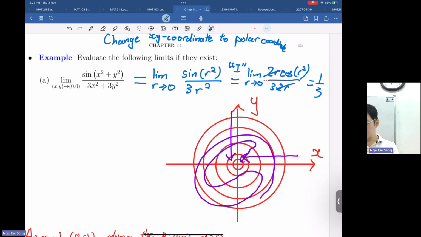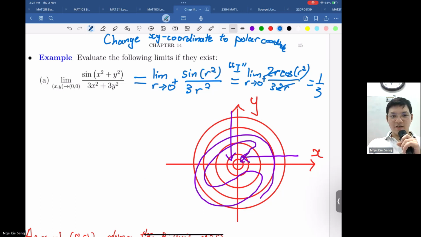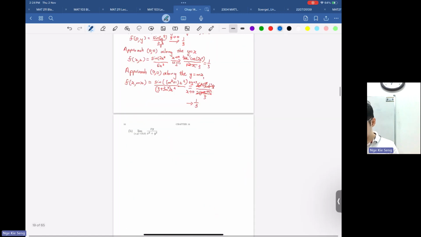So to be precise, you can write a zero plus here, because we are going from a positive radius to zero. There's no negative; negative is equivalent to positive by the polar coordinates. All right, let's go to the next one.